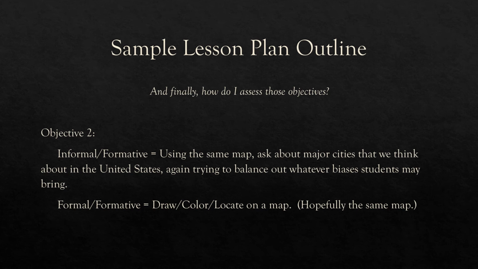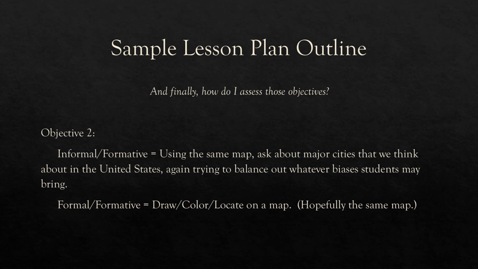Which was around the cities. And really, this is almost cut and paste from objective one. I'm probably going to use the same map and talk about major cities and where they are. Start to put some dots on the map and, okay, well, let's look at this and look at this and look at this. And then again, that formal piece, if I need to: here's a map, put some cities on there. Hopefully it's the same map, so students can start to see a connection. If it's two different maps, it might be a little harder to see what's going on.